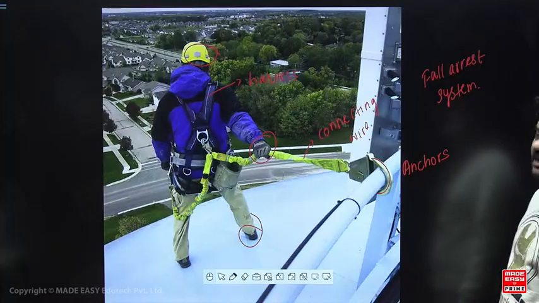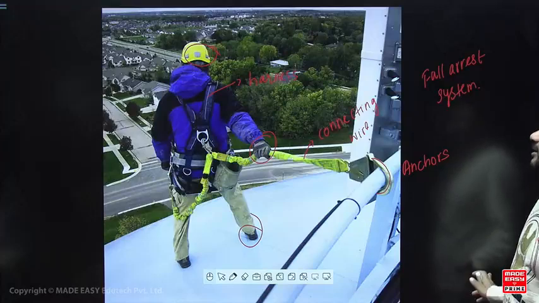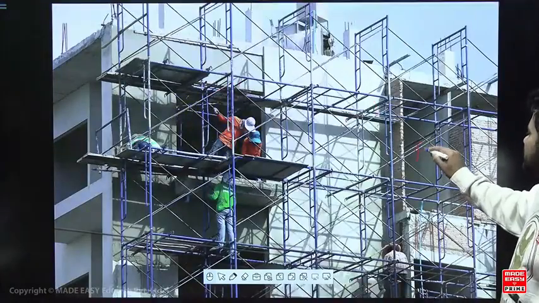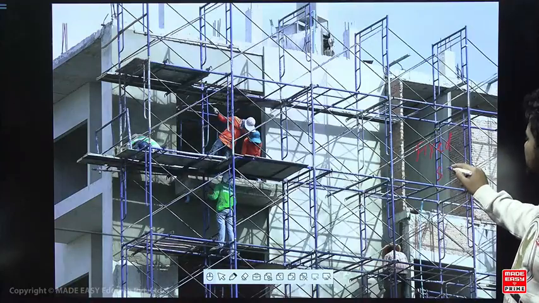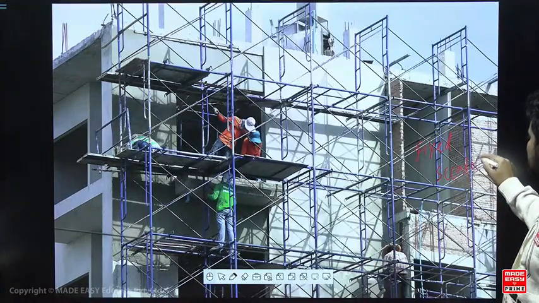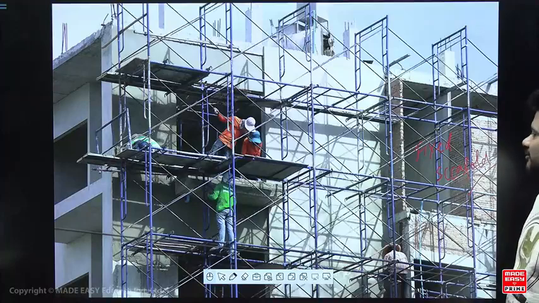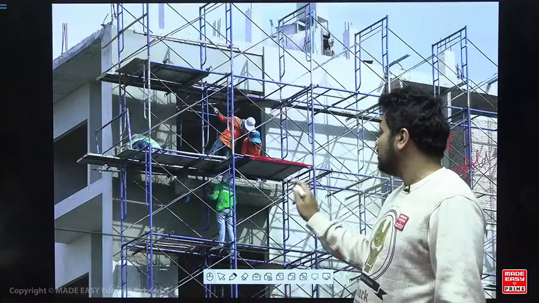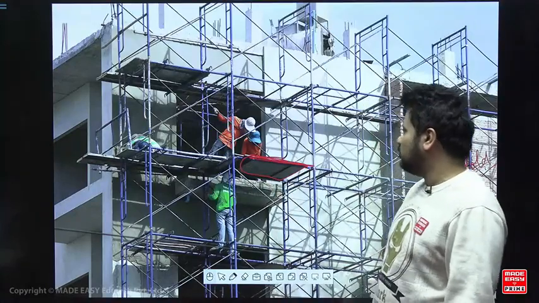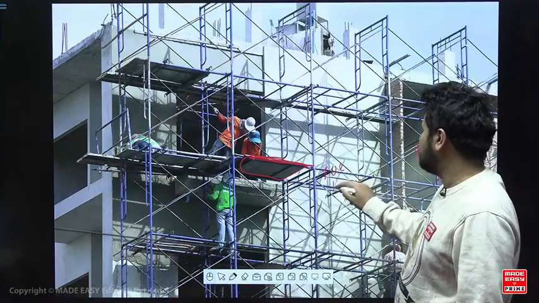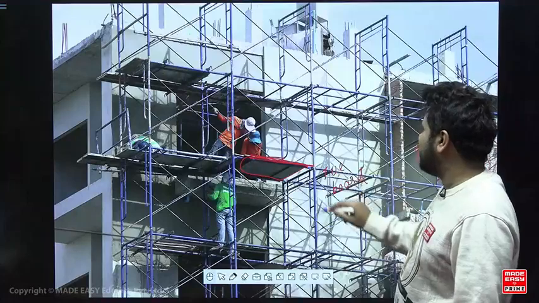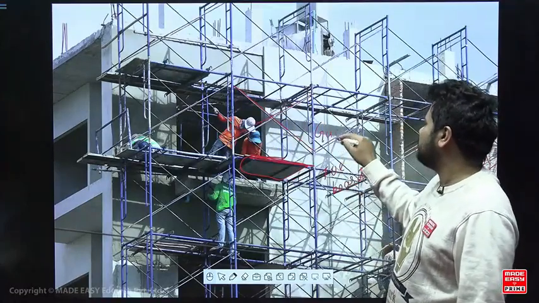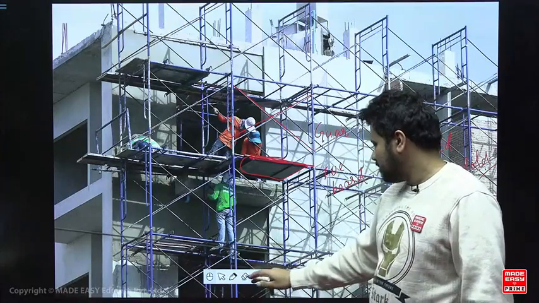So when you are working at a very height, then you have to use these kind of harnesses. Now this is called as static or fixed scaffold. You can see that this is called as toe board, where the person will stand, and you can see that this is your guardrail, so that the person does not fall. Sorry, this is mid rail, not guardrail.